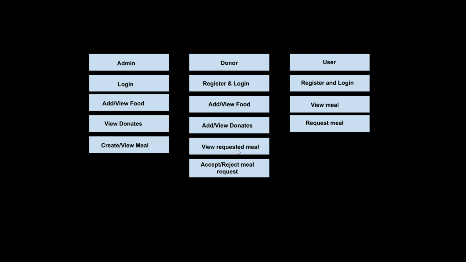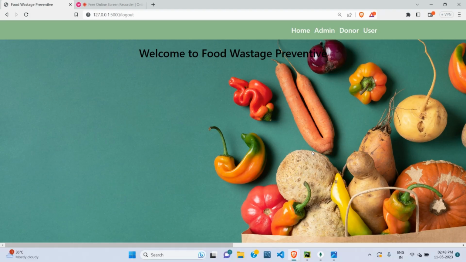All the requested meals can be seen in the view requested meal. If the donor wants to accept the meal request, the donor will click on the accept button. Soon the user can pick up the meal from the donor. So this is the flow of this project. Now let us get into the application.